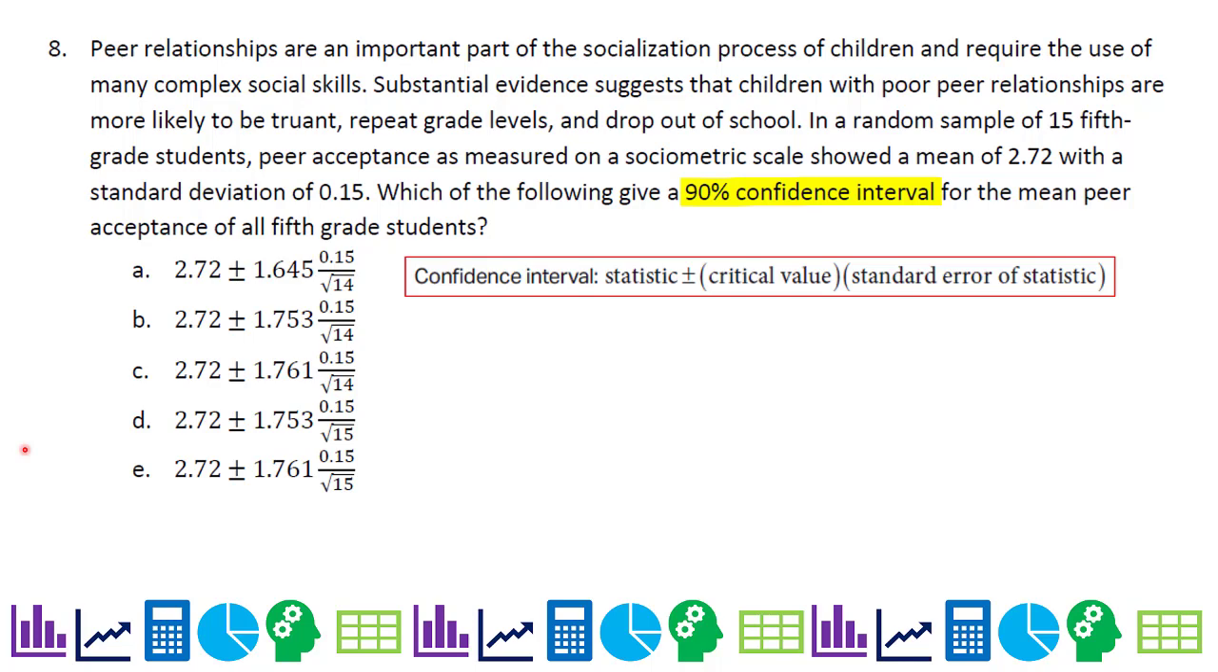Confidence interval is your statistic plus or minus your critical value times the standard error for the statistic. So I'll go ahead and get started with a critical value, which we're going to calculate using inverse t. Why are we using inverse t? Because we're dealing with means and not proportions.